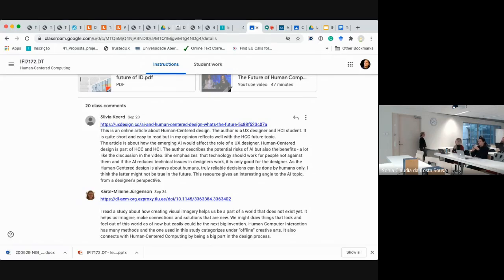What are the things? She described some like designer tools in that sense. So tools to support the design, yes, exactly. The process of design.